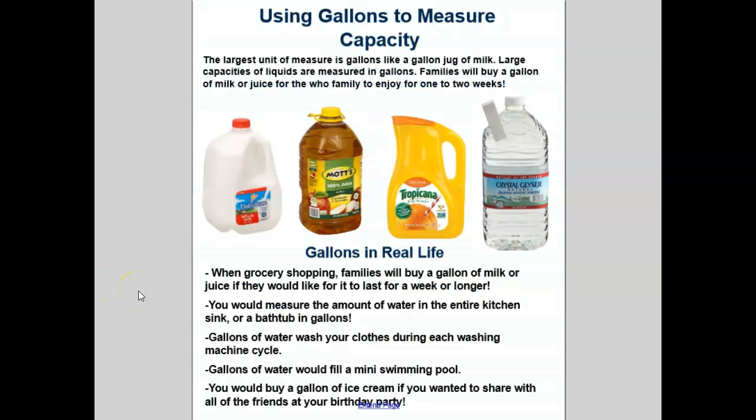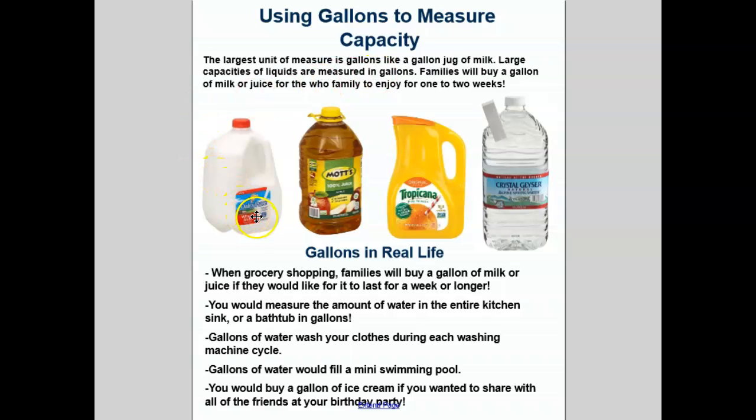So last but not least are gallons. The largest unit of measure is gallons. Think of like a gallon jug of milk or juice if you don't drink milk at home. Large capacities of liquid are measured in gallons. Families will buy a gallon of milk or juice for the whole family to enjoy for 1 to 2 weeks.